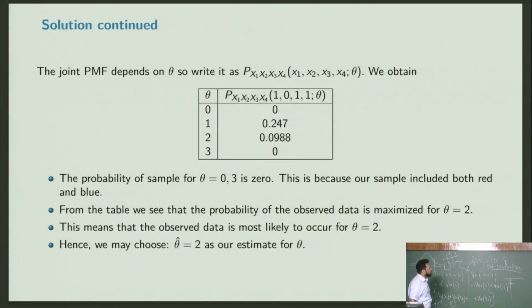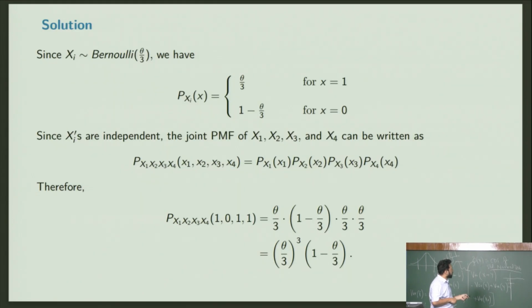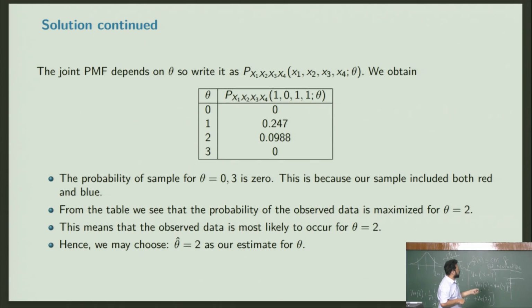In our case, theta is actually a discrete value, the way we defined it. It could be 0, 1, 2, 3, and so on. So it makes sense that I just check these values, and then pick the one for which it's highest.